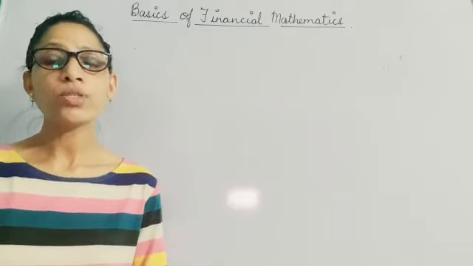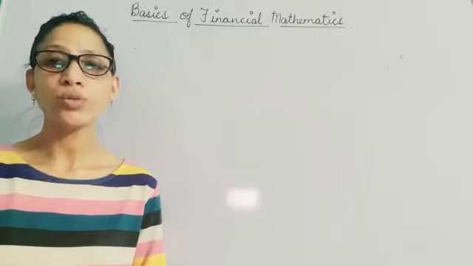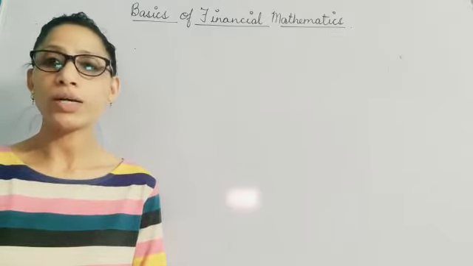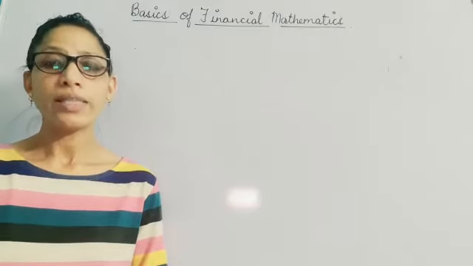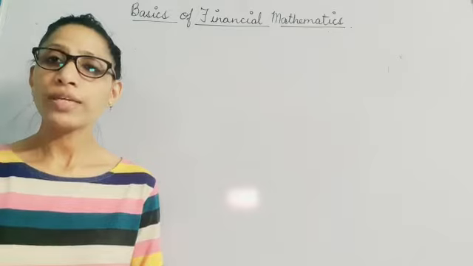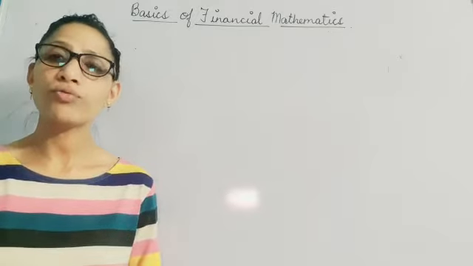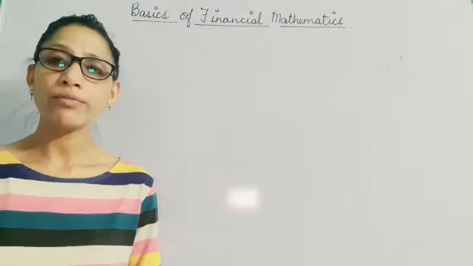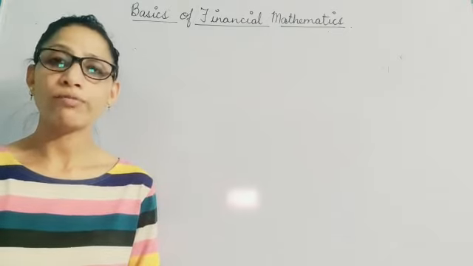To find out compound interest, we used the simple interest formula only, that is P into T into R by 100. But that method is too tedious and quite long. So we have a direct formula to find out compound interest. Let's see today how we can find out compound interest by that formula.